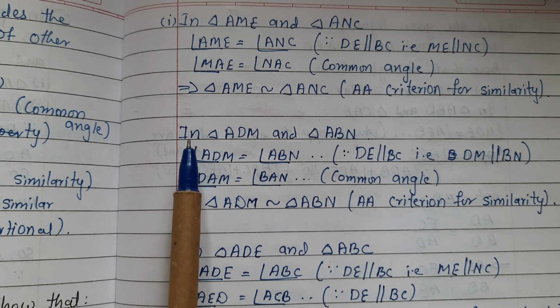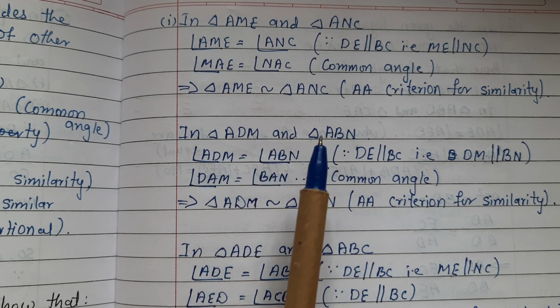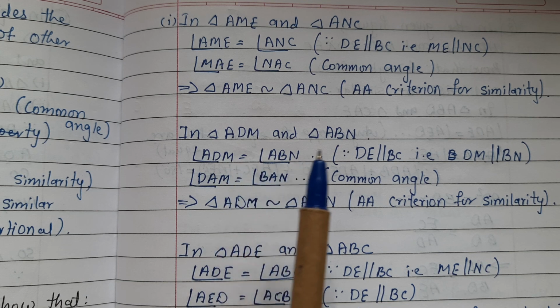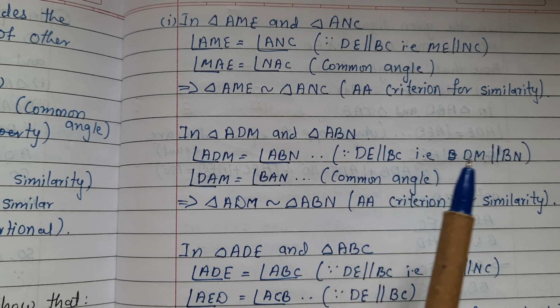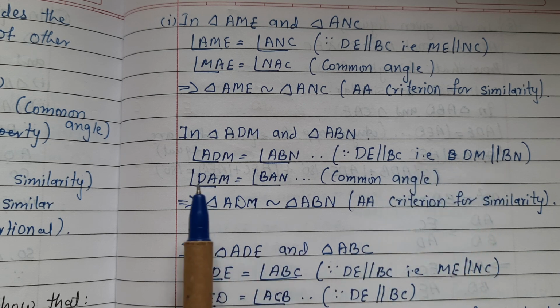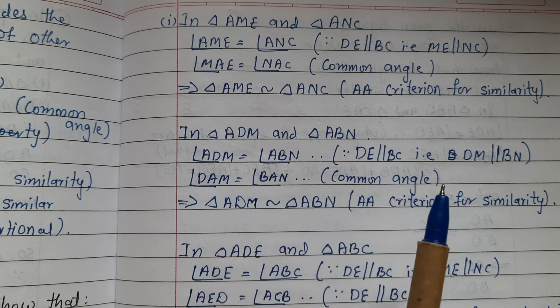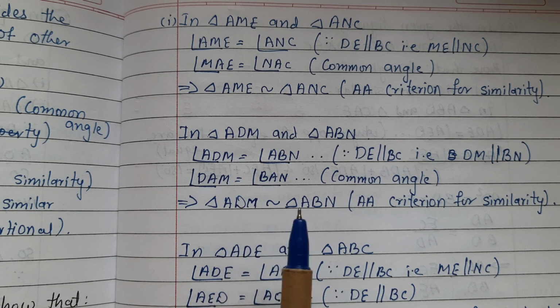Second pair, in triangle ADM and triangle ABN, angle ADM is equal to angle ABN, since DE is parallel to BC, that is DM is parallel to BN. Angle DAM is equal to angle BAN, common angle, implies triangle ADM is similar to triangle ABN, AA criterion of similarity.